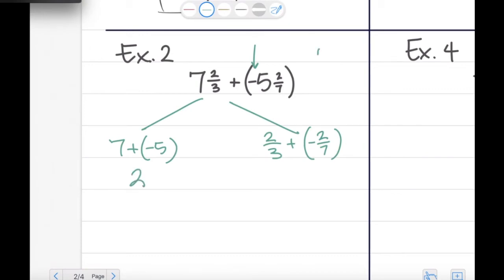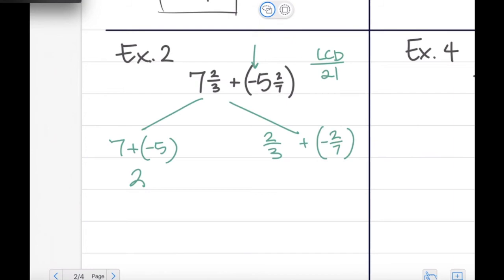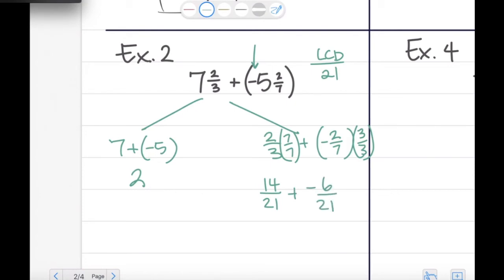And now let's do a least common denominator with the fractions. It's going to be a 21. So we're going to have to multiply the first fraction. Let me move this around a little. We're going to multiply that first fraction by 7 over 7 and the second fraction by 3 over 3. That first fraction is going to become 14 over 21, and then the second fraction is going to end up being negative 6 over 21. So together that gives us an 8 over 21.